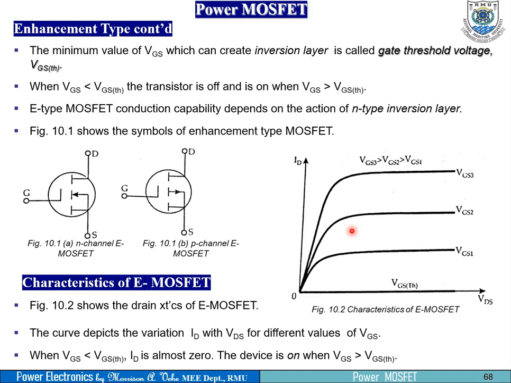Now, this is just a repeated statement from the previous slide. When the gate source voltage is lesser than this threshold value, the transistor is off, and when the gate source voltage is greater than the threshold, it is on. That is what we also need to take care of.